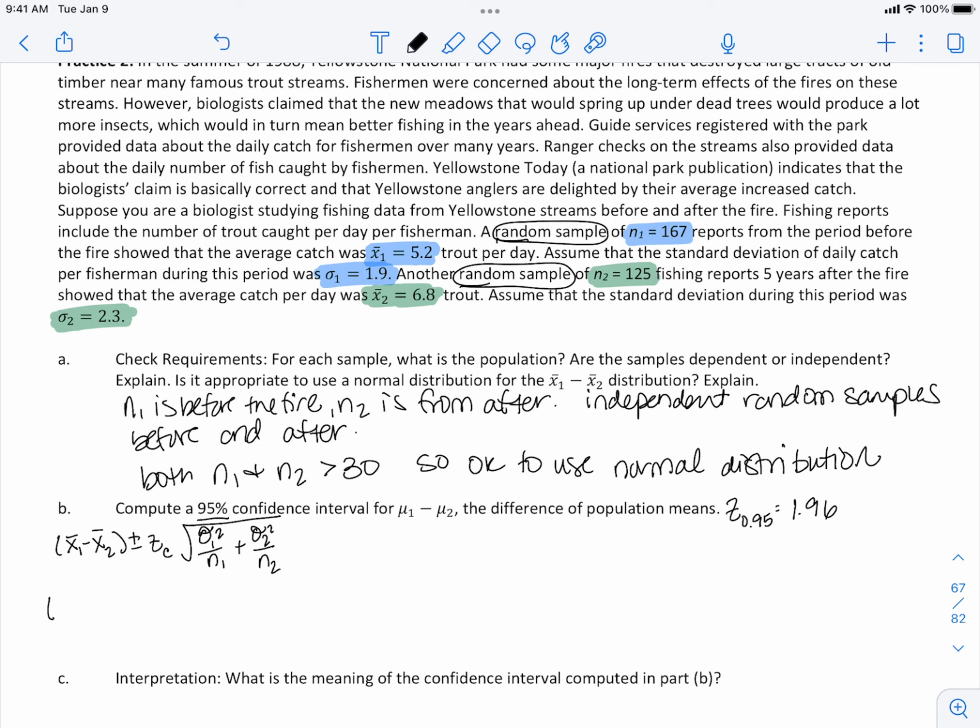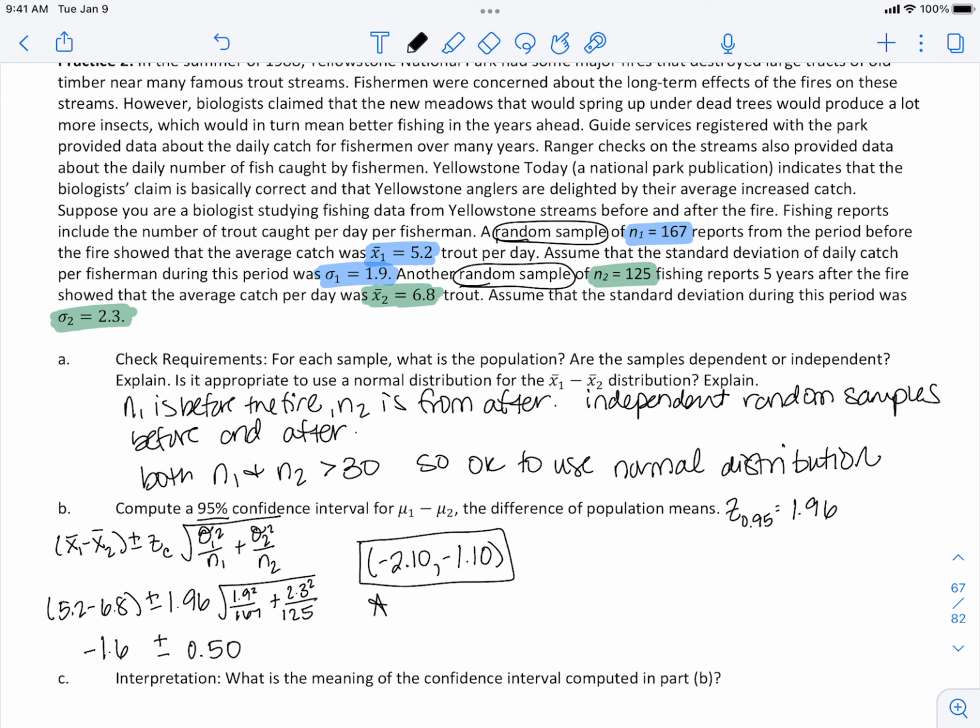All right, so we have 5.2 minus 6.8 plus or minus 1.96 times the square root of 1.9 squared divided by 167 plus 2.3 squared divided by 125. All right, 5.2 minus 6.8 is negative 1.6 plus or minus. When we multiply all this together, we get 0.50. So we end up with negative 2.10, comma, negative 1.10 for our confidence interval. Notice that these are both negatives. And we'll talk about what that means in the interpretation part.